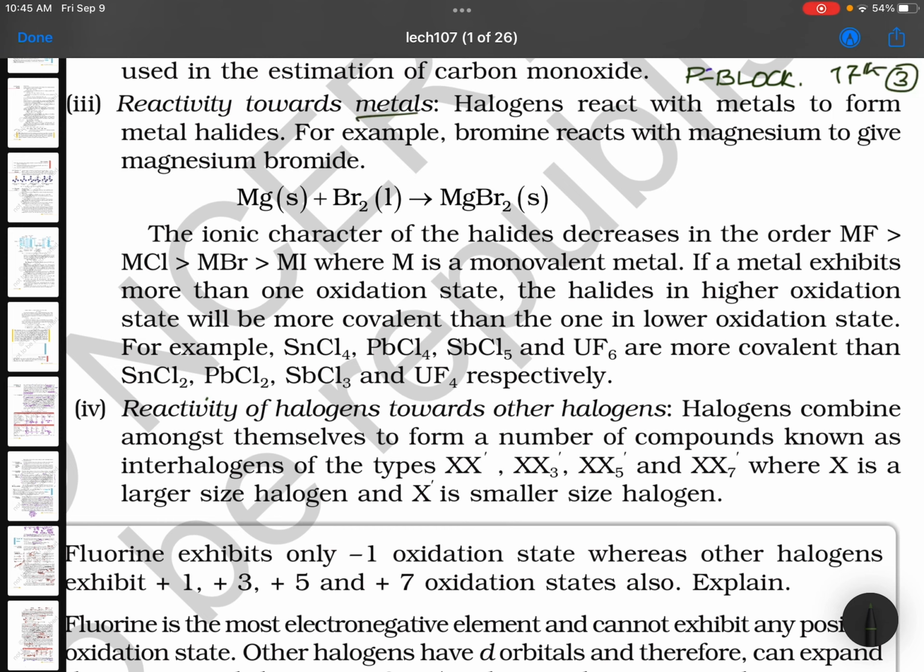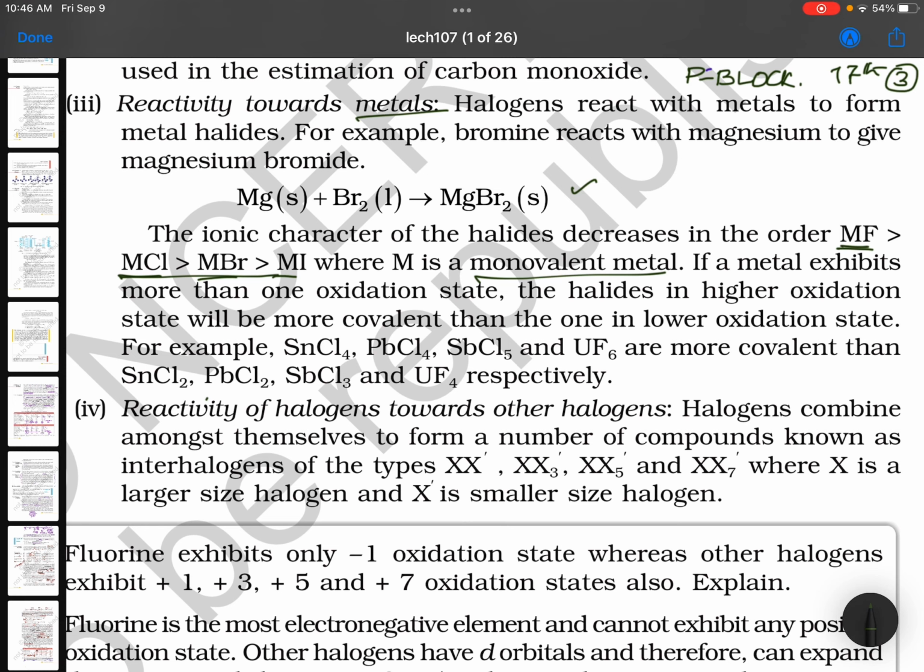Reactivity towards metals. Halogens react with metals to form metal halides. For example, bromine reacts with magnesium to give magnesium bromide, a simple example. The ionic character of these halides decreases in the order of MF, MCl, MBr, MI. Now, ionic character of MF is more. So this is the first question, where M is a monovalent metal.